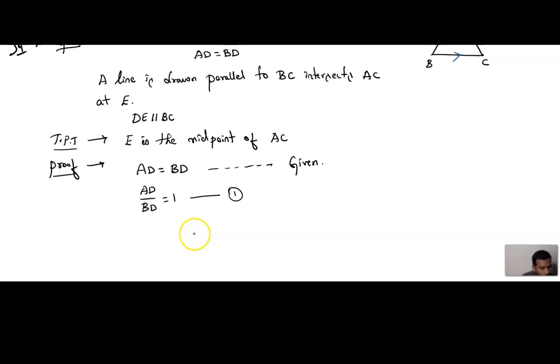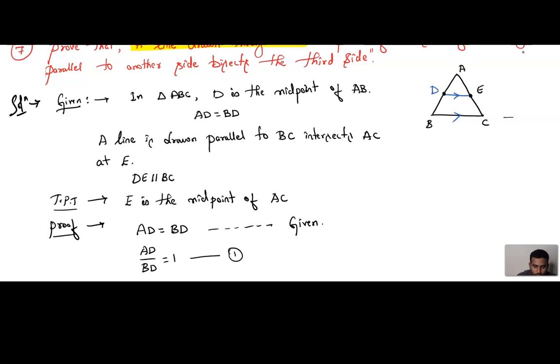Now again you take triangle ABC. One minute, the figure has gone up. I will solve the second part here, its continuation. Now again you can see triangle ABC. In triangle ABC, we know DE is parallel to BC. If DE is parallel to BC, can we apply BPT? AD by DB is equal to AE by EC. The reason is BPT.